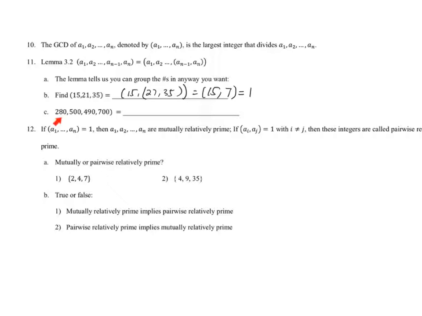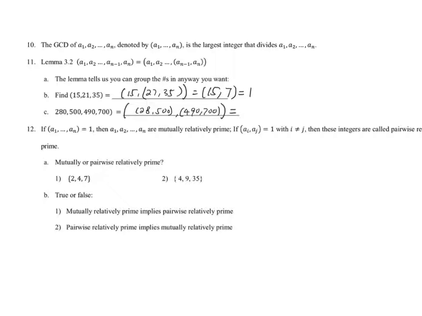Now let's take a look at this problem. What's the greatest common divisor of 280, 500, 490, and 700? I can group the first two and group the last two. Just group any way that you want. The idea is that if a divisor divides any one of those, certainly that number must also divide a1 through an. So we can group in any way that we want.